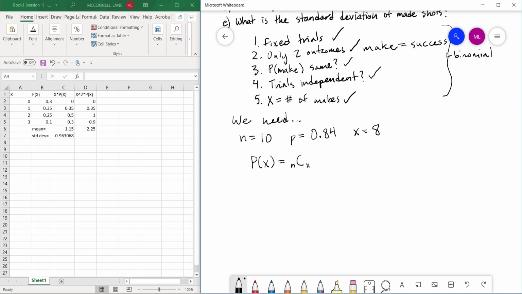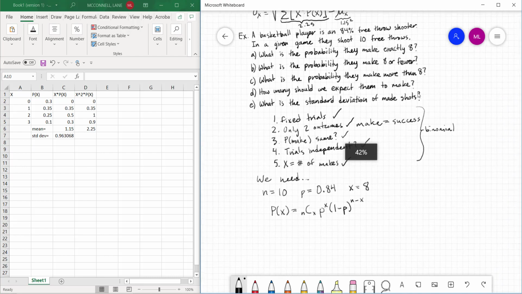And choose x, p to the x, 1 minus p to the n minus x. And so we'll just plug those values into this. But in reality, we're not going to actually plug them in. We're going to do this problem in Excel. So let me come over here to Excel and see if we can answer this first question.